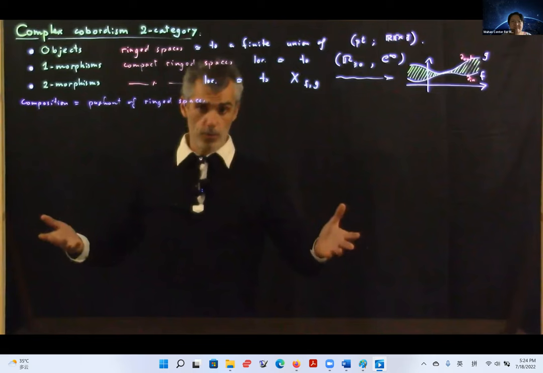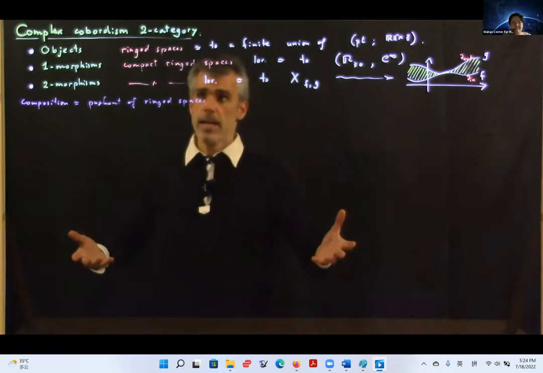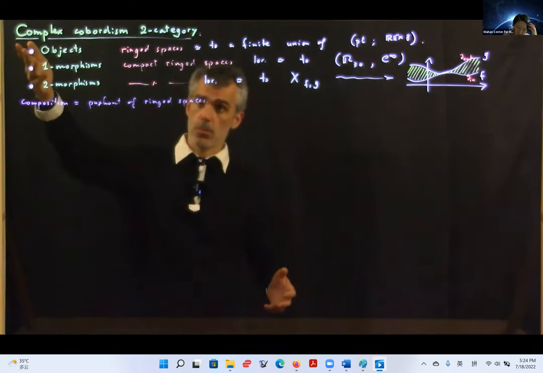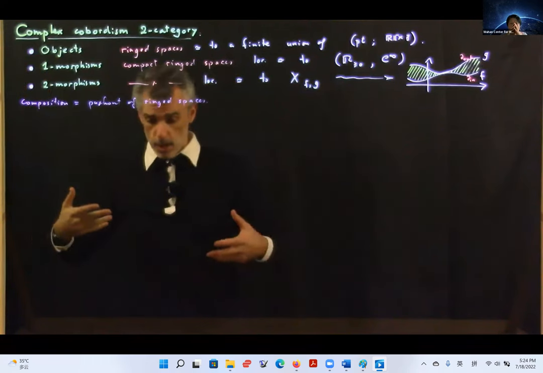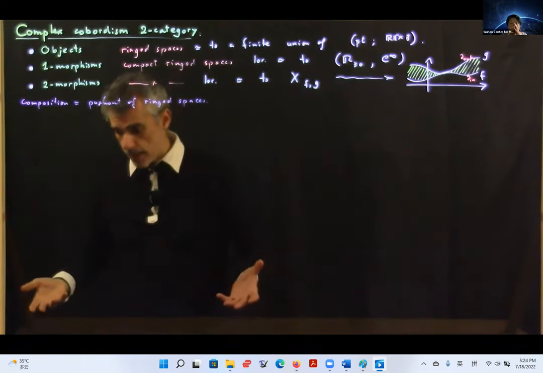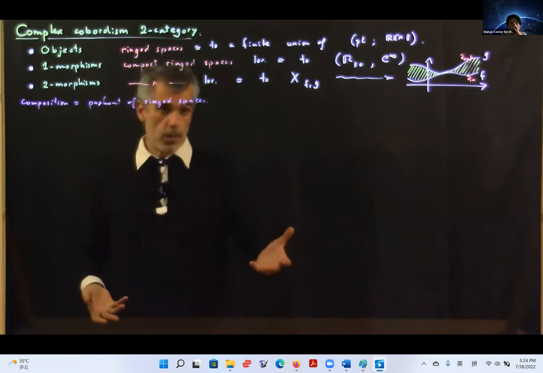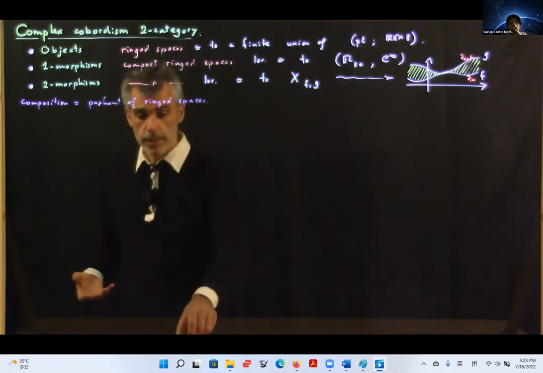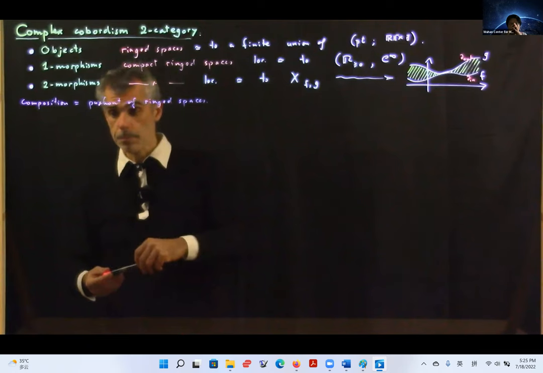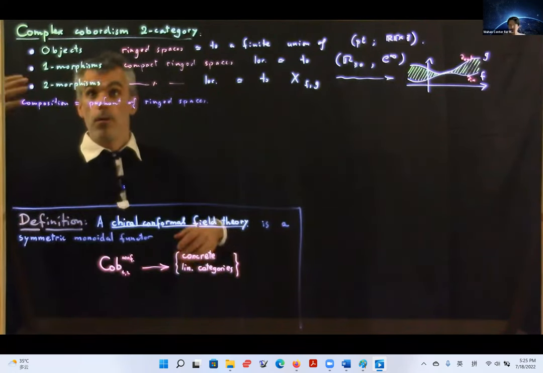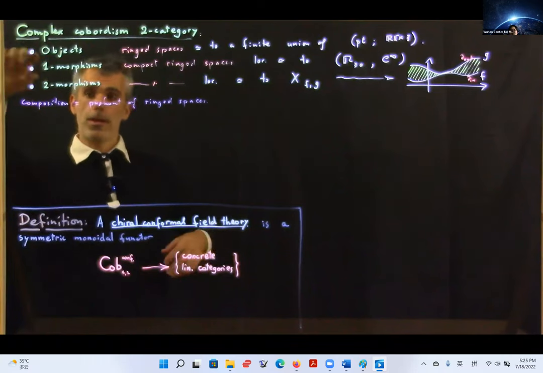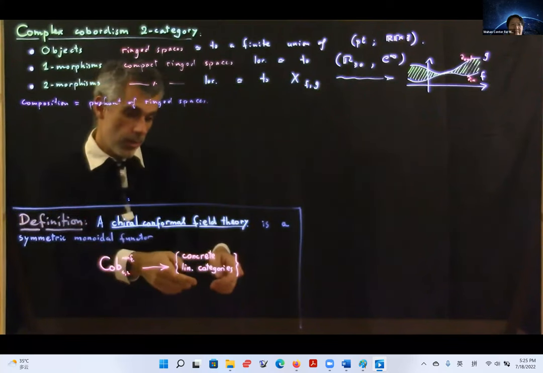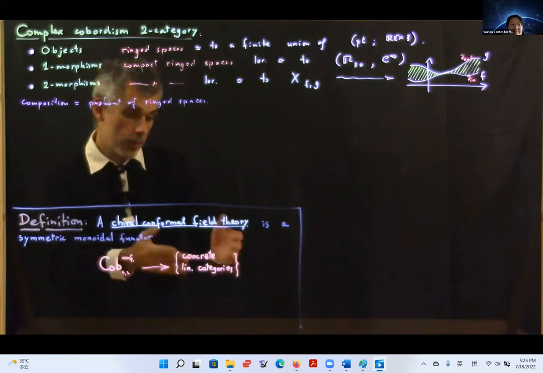Something I should probably have told you earlier from the beginning is that this whole investigation of the complex cobordism 2 category is motivated and guided by my work in progress with James Tenner, whose goal is to construct chiral conformal field theories in the axiomatic setup set up by Graham Siegel. So let me tell you a little bit what those are. They are functors from the non-extended version of this, so the thing that only contains one manifolds and two manifolds, to the two category of concrete linear categories. Let me tell you what those are.